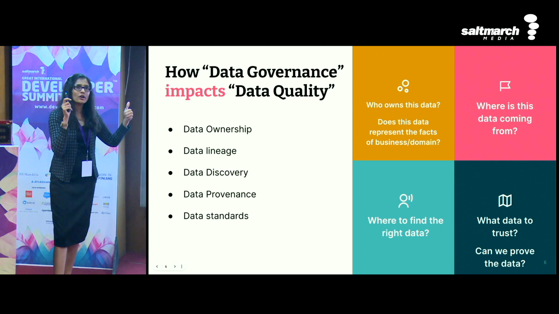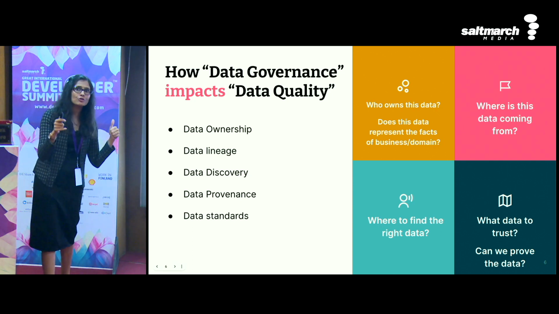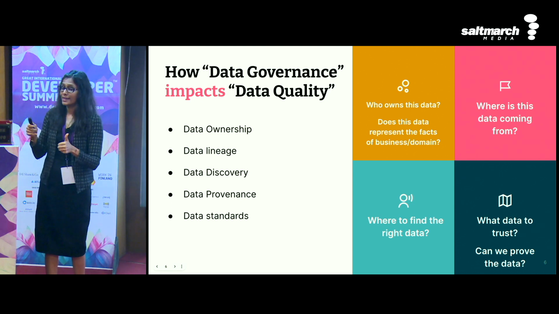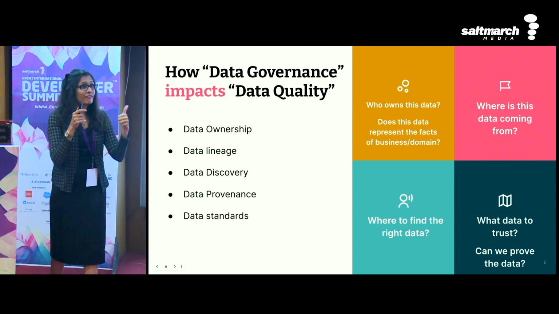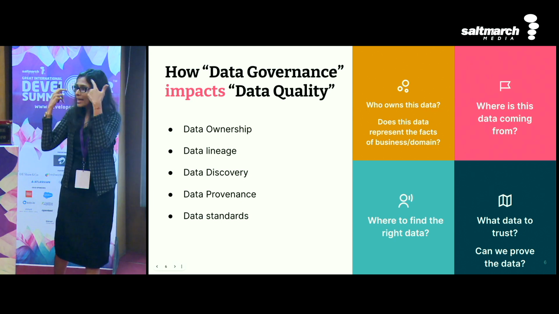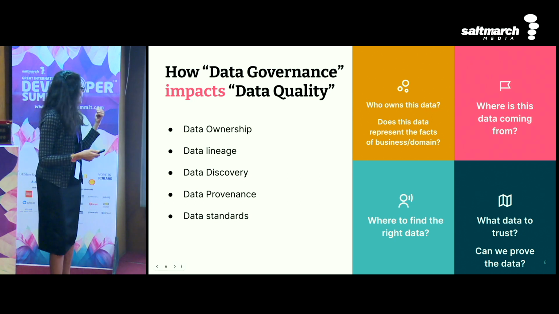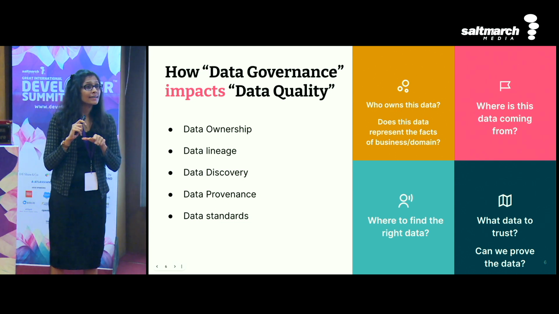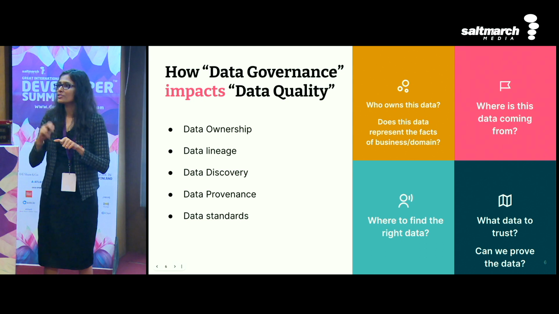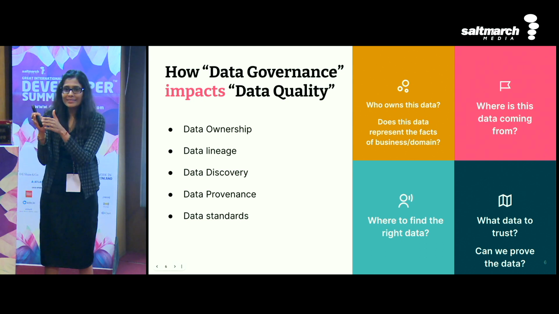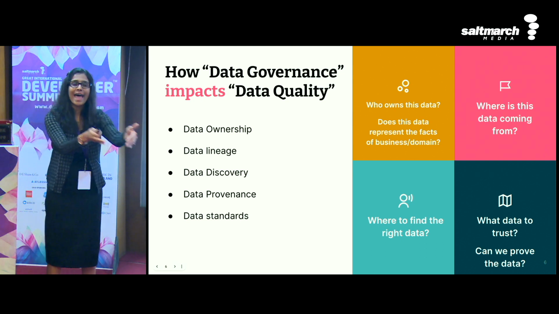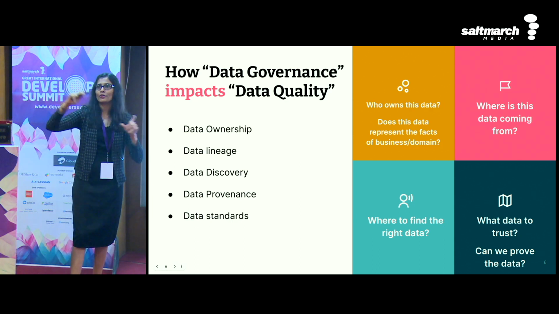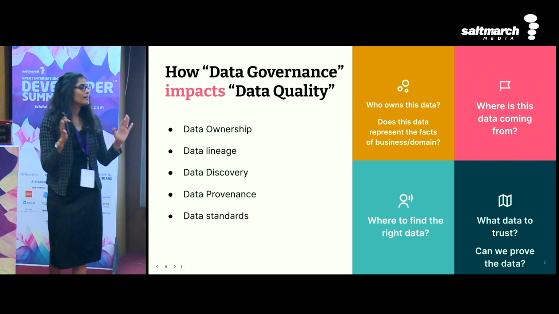Now, when you're talking about data ownership, I invite all of you to think about who owns this data, who produces this data. Does this data reflect the facts of the business, right? So that's a question that we should have in mind. The second one is data lineage. Where is this data coming from, right? How was this data collected? What sort of transformations have happened on this data? What teams or people have had access to this data before it reached me, right? So that needs to be thought through when we think about the data quality aspect.